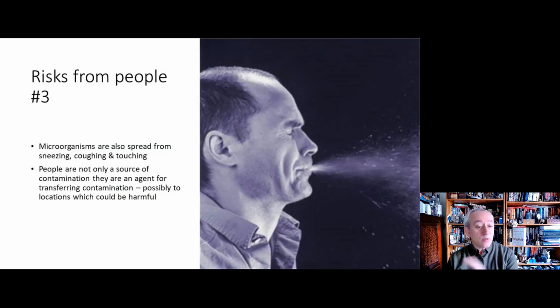So, as we've said, we can spread microorganisms from sneezing, and there's a fascinating stop motion photograph of a sneeze. And a sneeze can travel several meters, as we know from the COVID-19 controls, and also from coughing and from touching. So we're not only like a factory for producing contamination, we're also ourselves an effective vector for spreading that contamination around and around and around the environment.